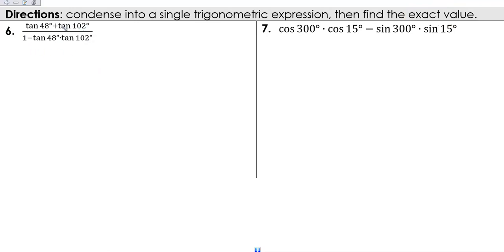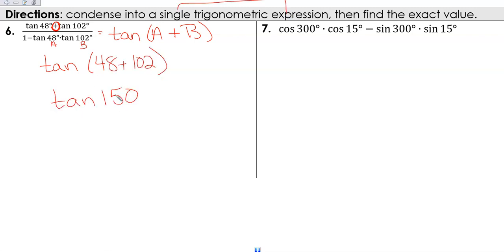When you look at this, you should recognize that this is your tangent identity. So this is going to be the tangent of angle A, and these are going to be plus or minus B. So we want to figure that out. I look at my numerator, and I see that I'm adding up here. So this is the sum of tangent angles. The two angles are 48 and 102, so this is going to be the tangent of 150 degrees. If I was just simplifying into a trig expression, this would be my answer.